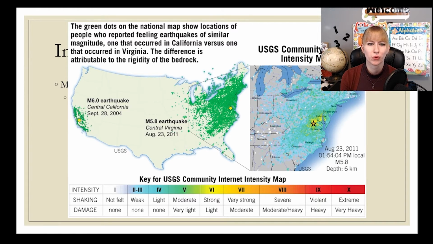And so one very cool and interesting thing you'll notice here is that a 6.0 earthquake on the west coast is only felt so widely, but a 5.8 earthquake on August 23rd, 2011 in central Virginia was felt throughout a very large portion of the eastern United States. Michigan, all the way up into Maine, New York, some people even in Florida felt it, which is pretty insane.